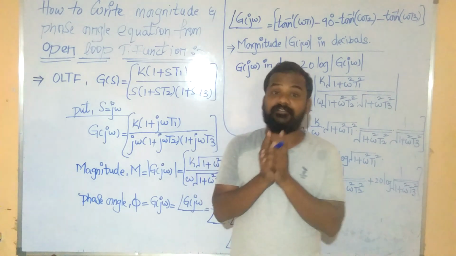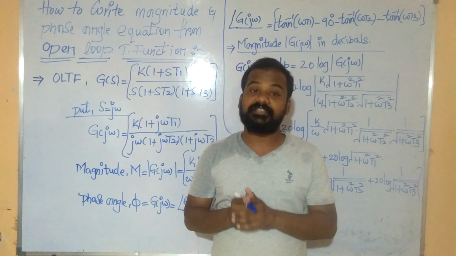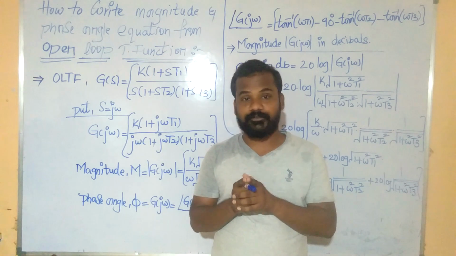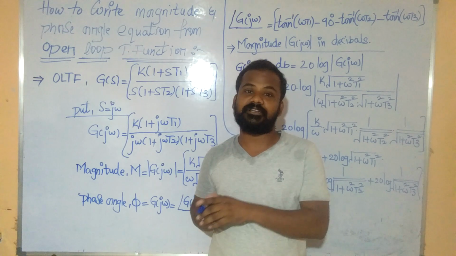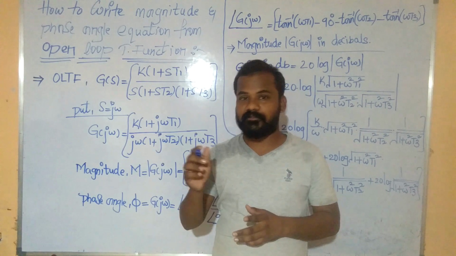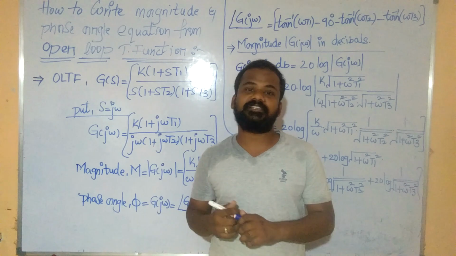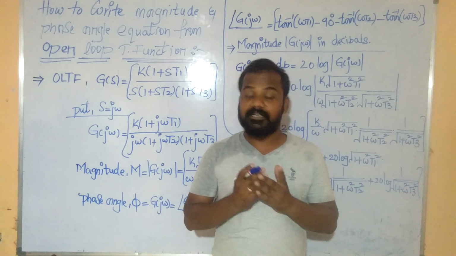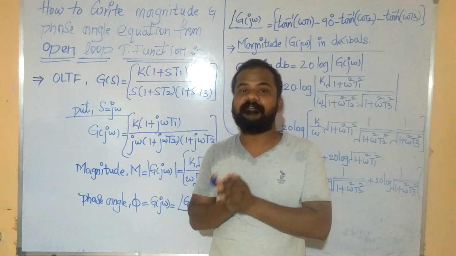I already explained that whenever we are going to draw the frequency plots, first we have to substitute s equal to j omega, write down the magnitude equation, and write down the phase angle equation. After that, with the help of the frequency variations, you will get different frequencies, different magnitudes and different phase angles. With the help of all this only, we have to draw the plots.